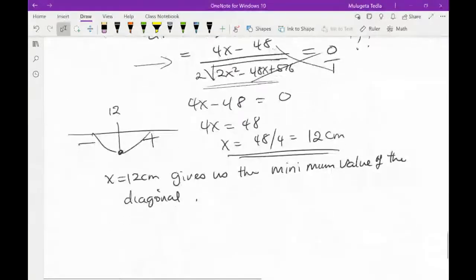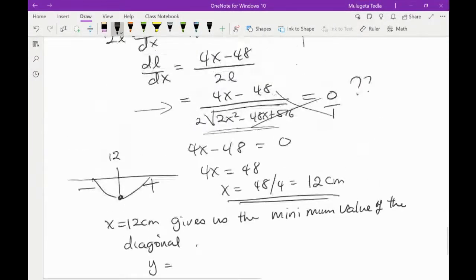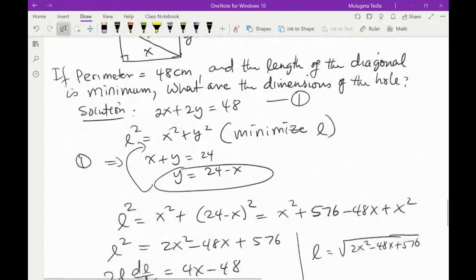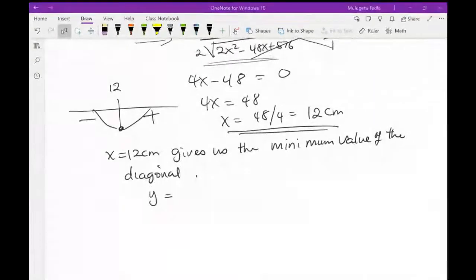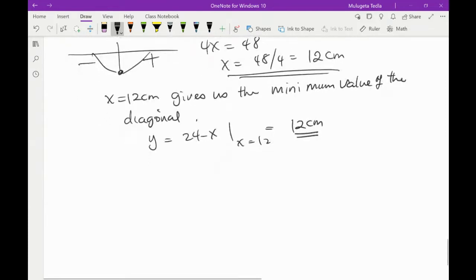So what is the other one? If x is the minimum value, then what was y? y was found from equation 1, 24 minus x. Yes, 12. Again, it is a square. The squares are very interesting. It's 24 minus x at x equal to 12. This becomes 12 centimeters too. So again, the diagonal is minimum when the rectangle is a square.